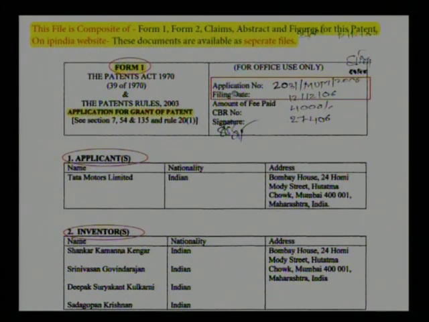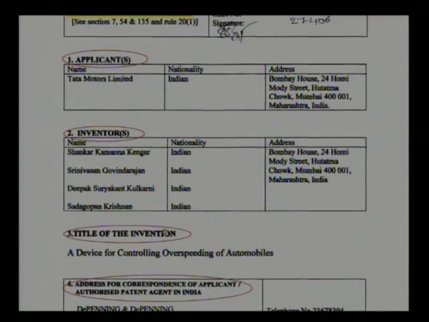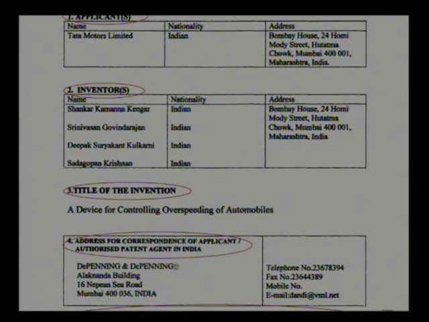Okay, from here you will find the application number and the filing date. From here you will get the applicant's details, the inventor details, the title of invention, and this part comprises the address for correspondence of the applicant, the authorized patent agent in India. It might be possible that an inventor invents something in the US and wants patent protection in India. The patent office is not going to communicate with that person directly in the US. The patent office asks for his representative in India. So his representative's details are given under this part.